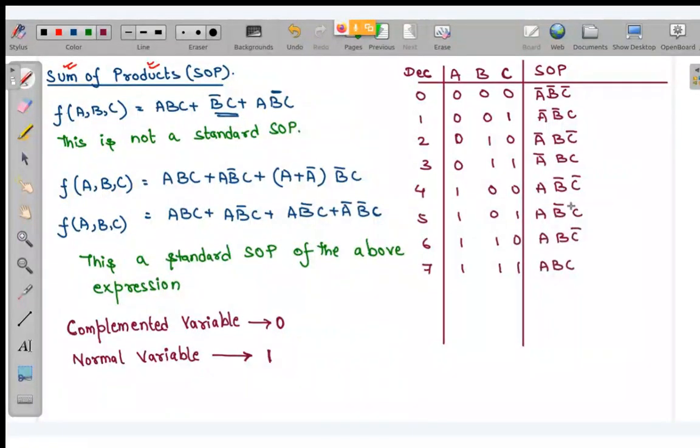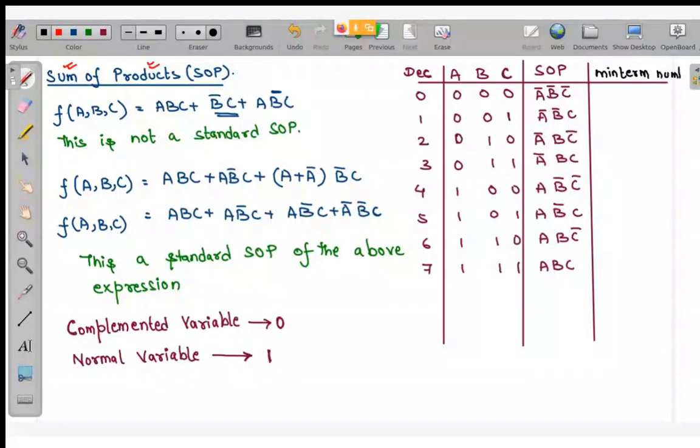Up to this point, is this clear? I am talking about a three variable expression. Now all these individual terms are basically known as minterms, and the minterms have corresponding minterm numbers.